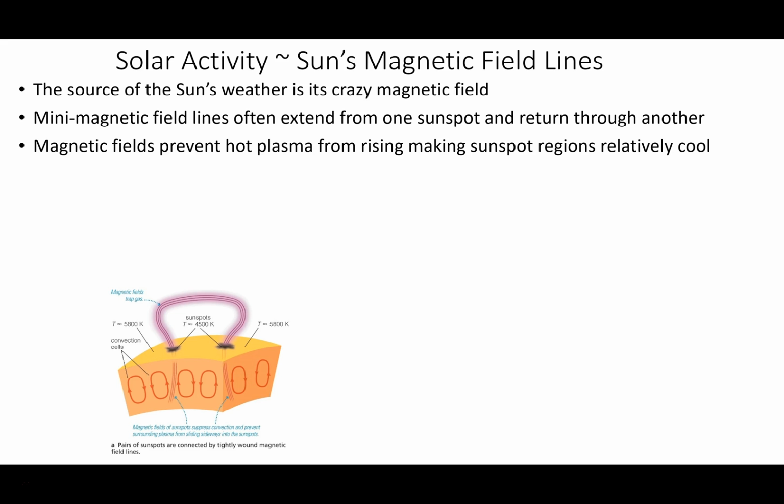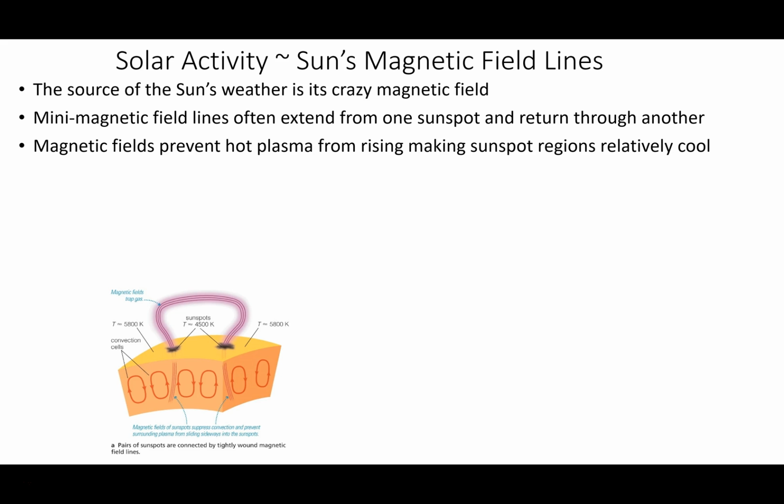This is all to say that the sun has a crazy magnetic field to it. Why? Because the sun is made of plasma, which is just charged particles. So here we go. This purple right here says magnetic fields trap gas. That purple thing is a magnetic field. What's it coming out of? It's coming out of a sunspot. What's it going into? Another sunspot.